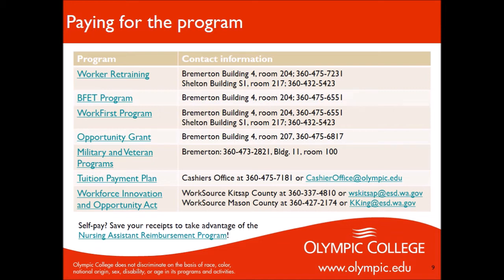BFET, Work First, and Opportunity Grant all have income eligibilities. BFET is for folks who are receiving SNAP benefits or qualify for SNAP benefits, which is assistance with food. Work First is based on income eligibility as well, and they're able to help out with some things, not just tuition and fees, but sometimes childcare and transportation and such things. Opportunity Grant is for students in professional technical programs like the nursing assistant program, and they provide tuition and fees assistance and some books and supplies as well for their covered students.